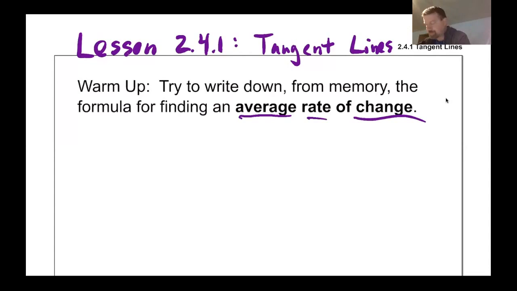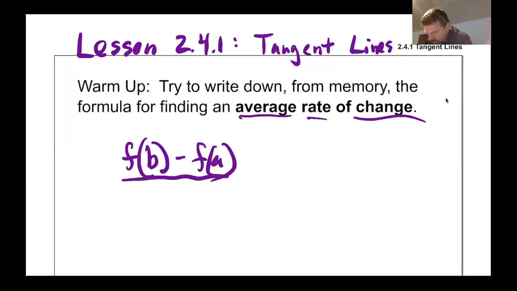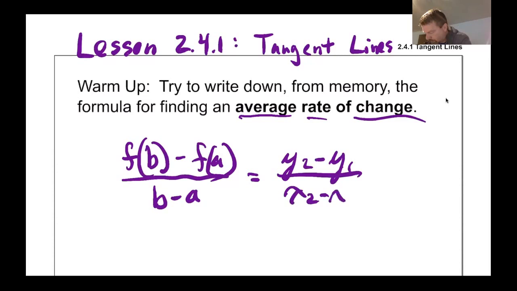from memory on your own. But average rate of change is f of b minus f of a all over b minus a. It is the exact same as your slope formula, right? The change of y's, so y2 minus y1 over x2 minus x1.